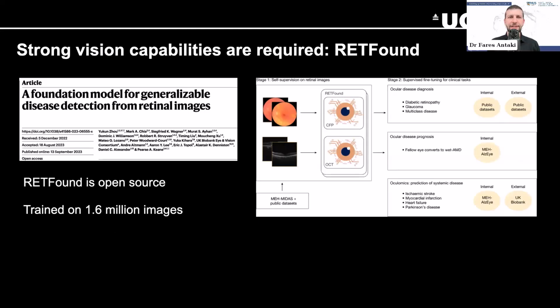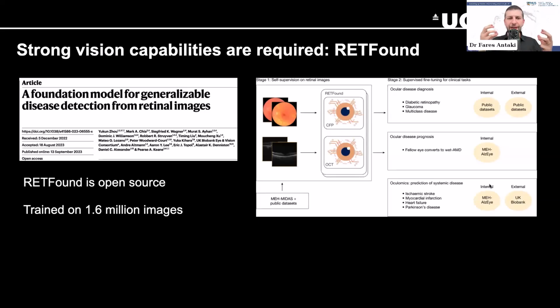Here at UCL, the team has developed RetFound, which is the first foundation model for ophthalmology. It is self-supervised training. It is open source, and it was trained on 1.6 million images and has the ability to do a variety of downstream tasks, beating state of the art at ocular disease diagnosis, ocular disease prognosis, as well as oculomics. So if we were to find a way to combine those language capabilities of general language models and the bespoke vision capabilities of models we train on ophthalmic data, that would be the ideal solution.